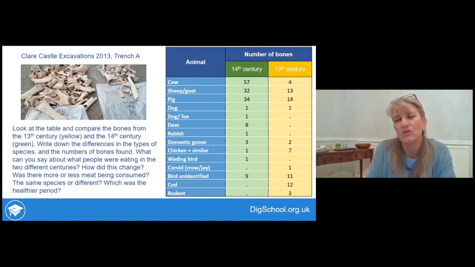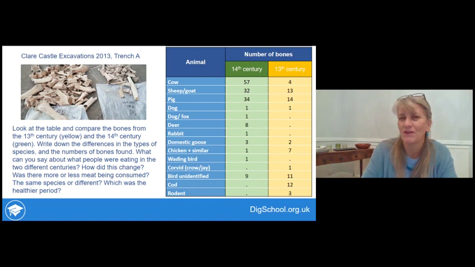Remember some of the things we've talked about: what cows and sheep and pigs are used for, the role of dogs, or dog fox, dogs in particular, but deer and rabbit as being a bit special. Domestic goose, again, quite a special animal. Chickens, much more everyday, really. And then there's a strange sort of list of wading birds and corvids, crows, jays, sort of scavenging birds, unidentified birds. And then something rather different, cod, fish.